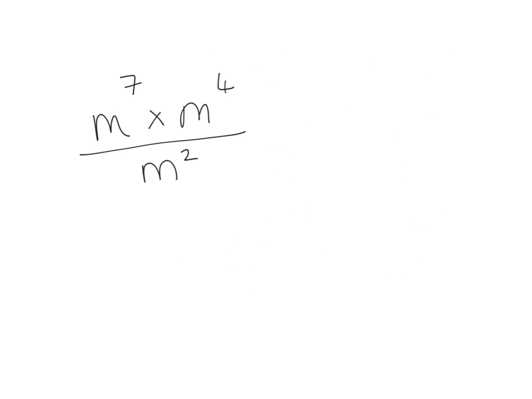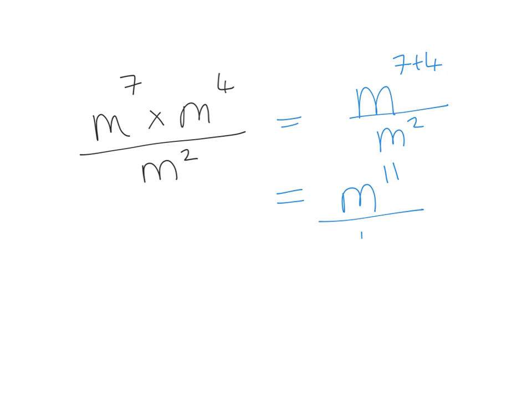This is a slightly harder example, but still the same sort of thing. If you're multiplying, remember, you're adding the powers. So m to the power of 7 plus 4 over m to the power of 2. That's m to the power of 11 over m to the power of 2. Now what does this line mean? It means divide. And when we're dividing, we subtract the powers. So we've got m to the power of 11 minus 2, which is m to the power of 9.